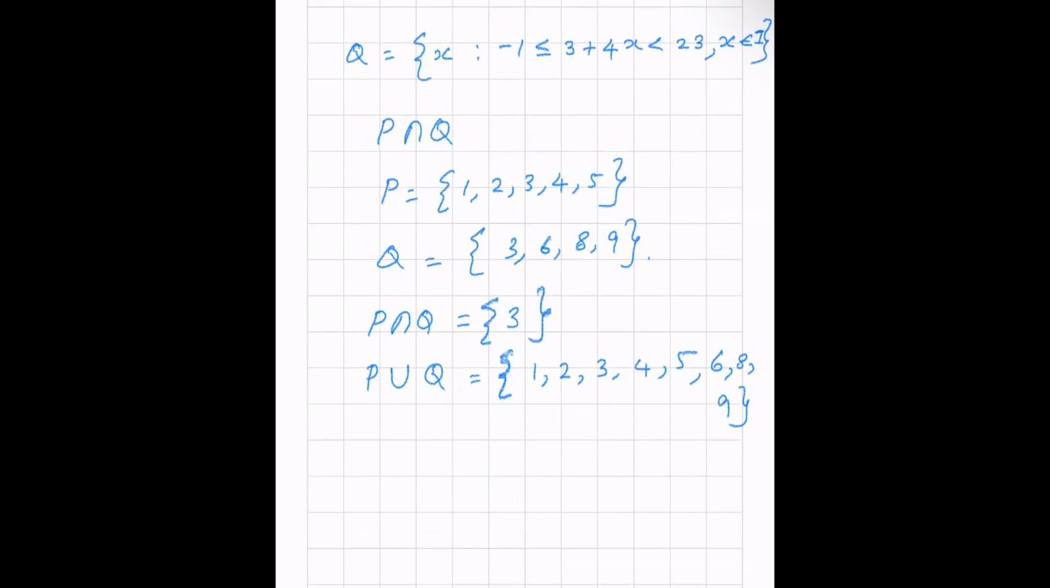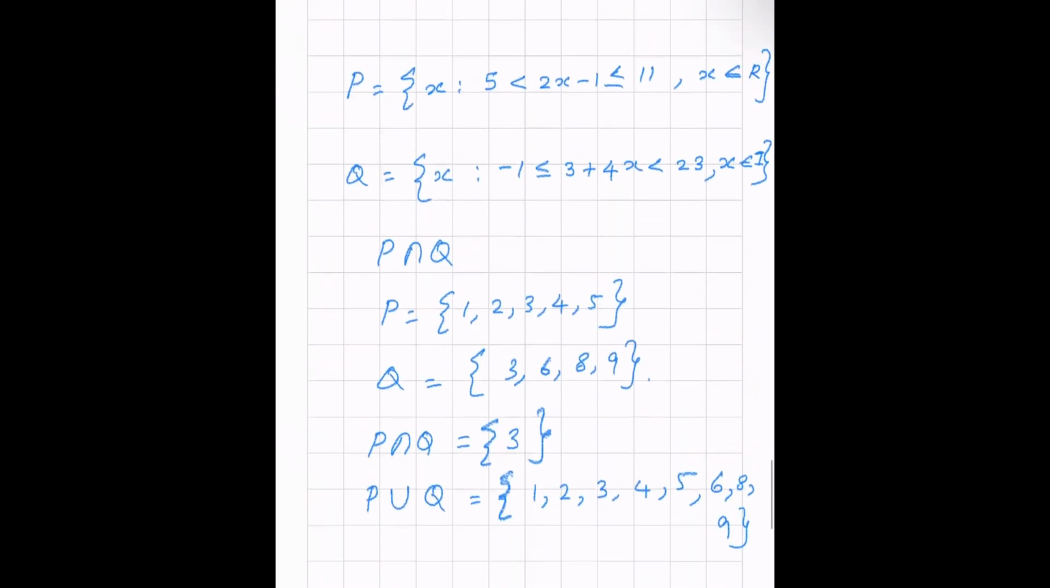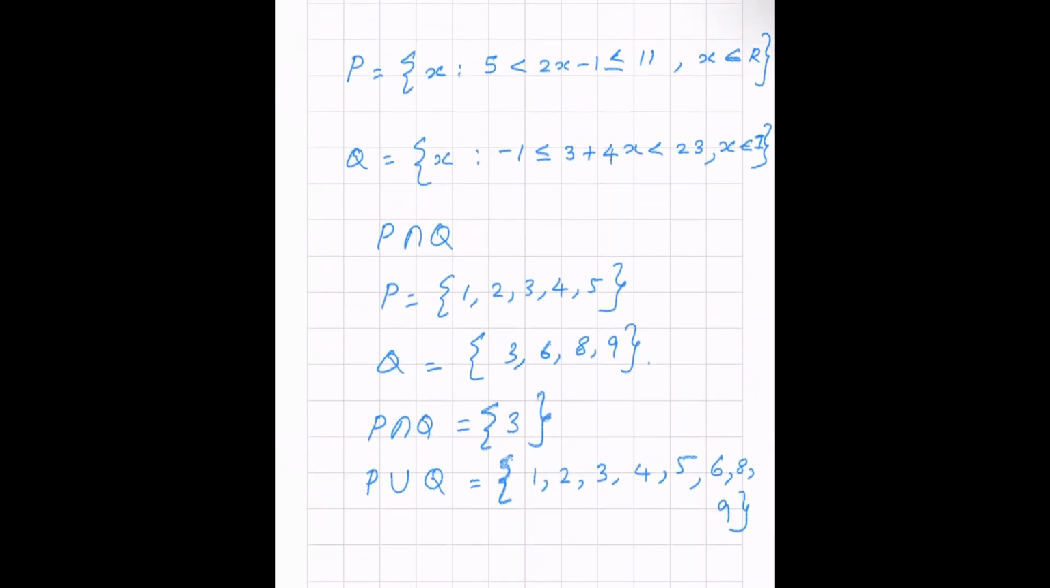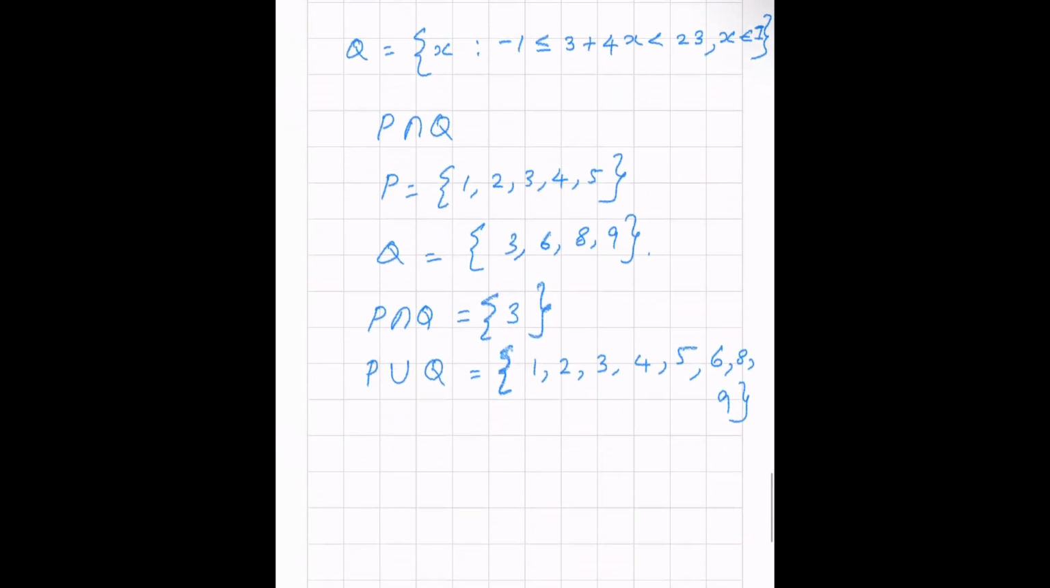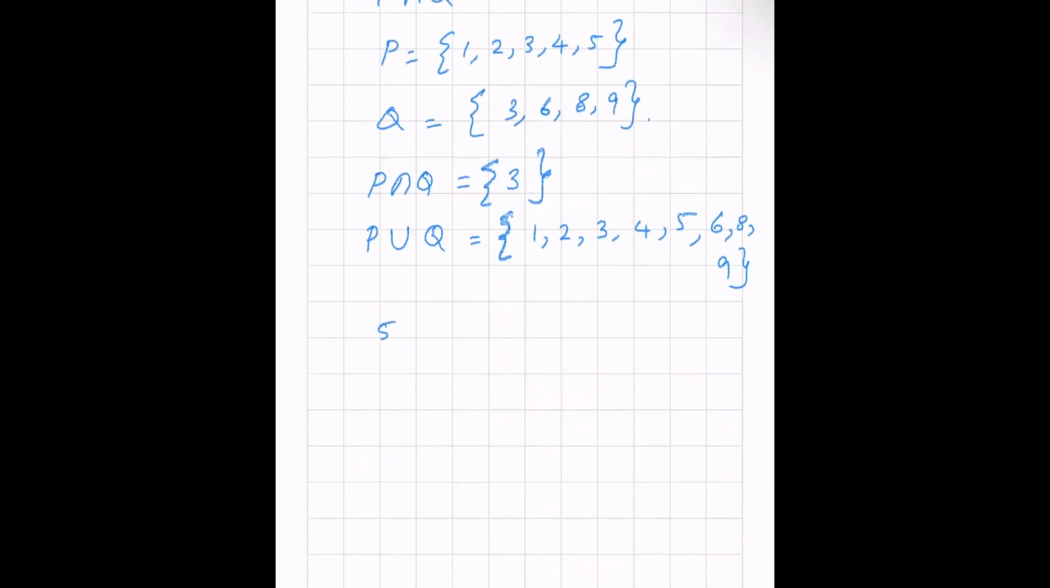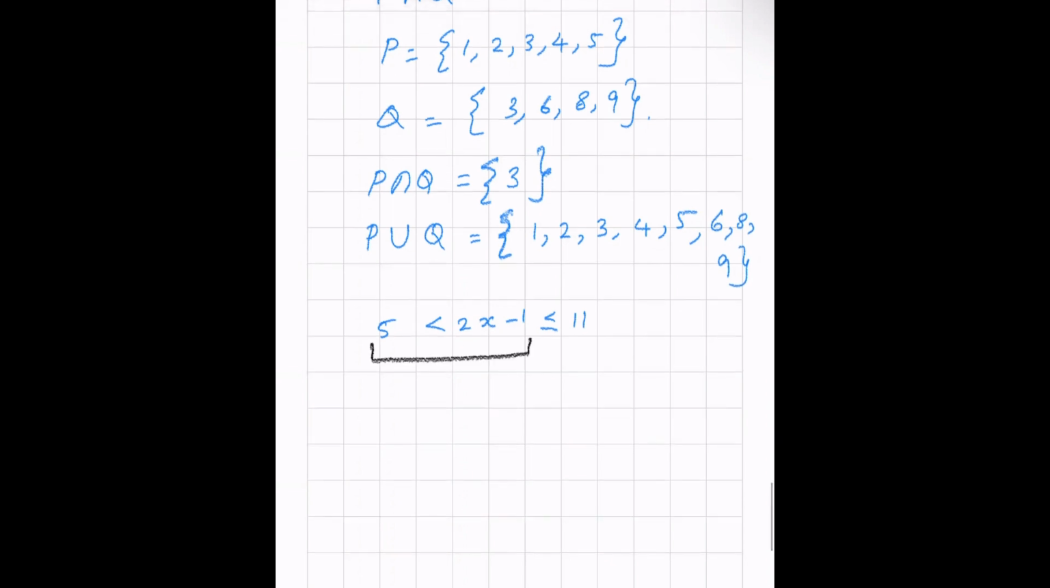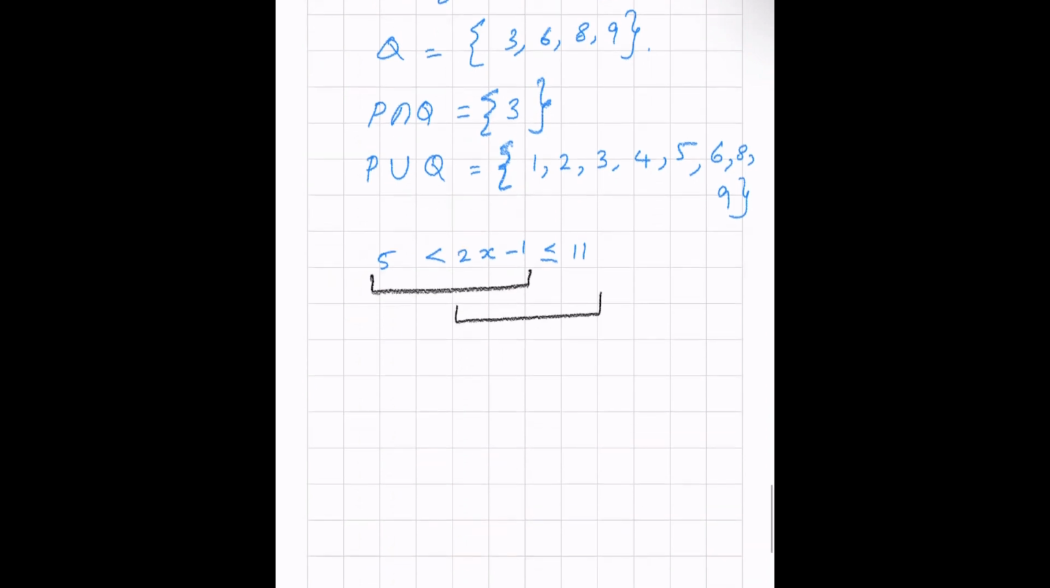Now let's answer this question. First, we have to solve the first part, which is 5 less than 2x minus 1 less than or equal to 11. So two inequalities are there. We have to consider this as the first part and this as our second part. So you have to solve it like that.